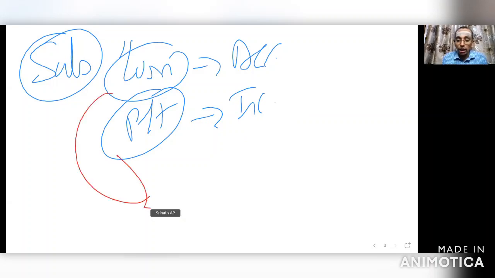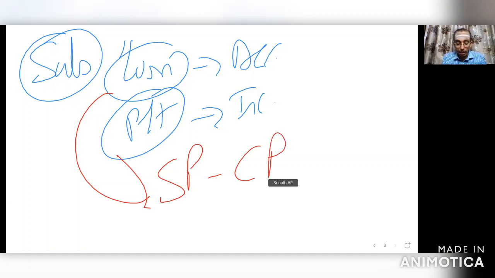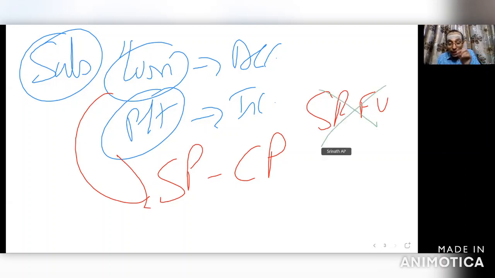This profit or loss, how you would be computing is selling price minus cost price. In the books, you would have taken selling price minus fair valuation. No, you will not do that. You will do selling price minus cost price. Whatever you get, that would be considered.